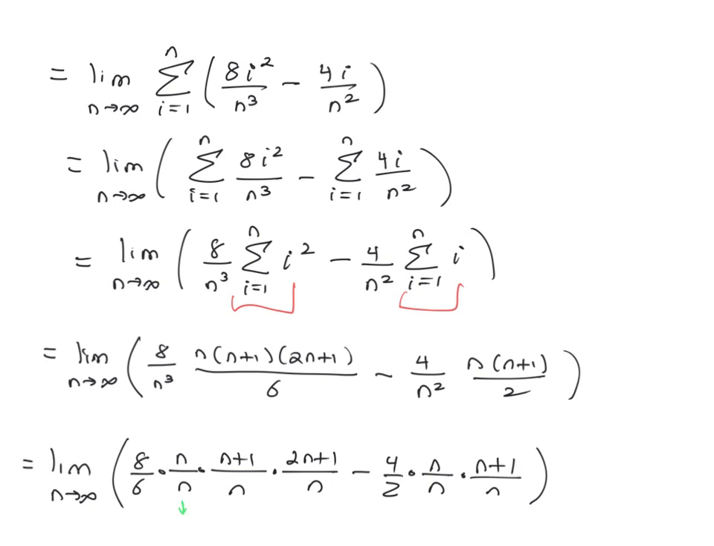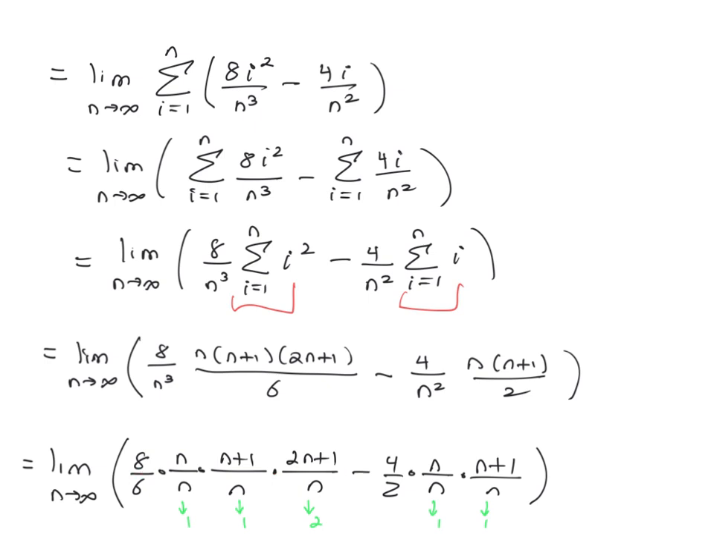I'll note that this goes to 1, this goes to 1, but this goes to 2, and this goes to 1, and this goes to 1. We can determine that just by looking at the coefficients of the highest powered n terms. 1 over 1 is 1, 1 over 1 is 1, and 2 over 1 goes to 2.